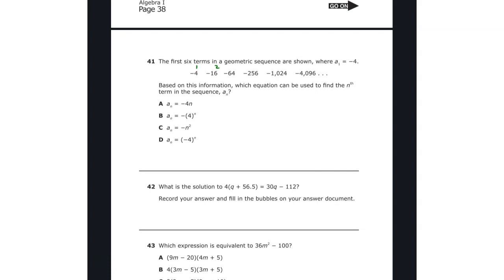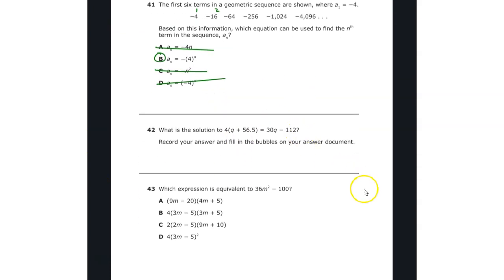So -4n, so that's not going to work. This is no good. -n squared, that's no good. A is -4 to the power of n. No, no good. This is the best answer.